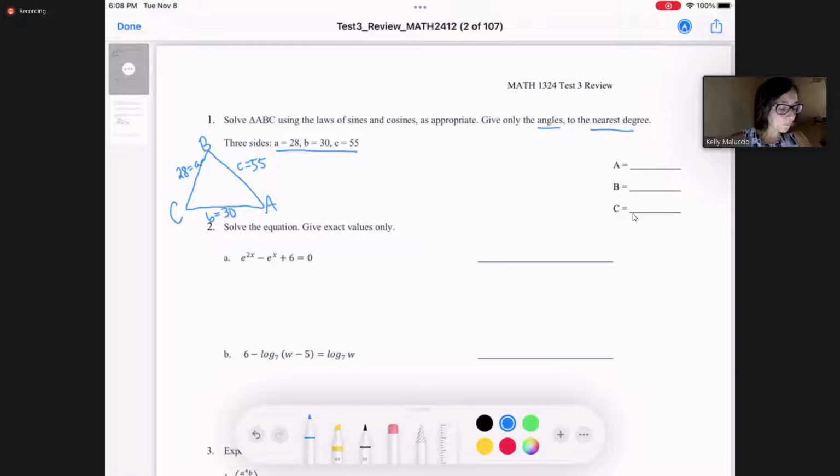Okay, so law of cosines, I'll just write it up here real quick. Law of cosines is something like c squared equals a squared plus b squared minus 2ab cosine of big C, of the angle C. And again, it doesn't have to be c, it could be a or b.